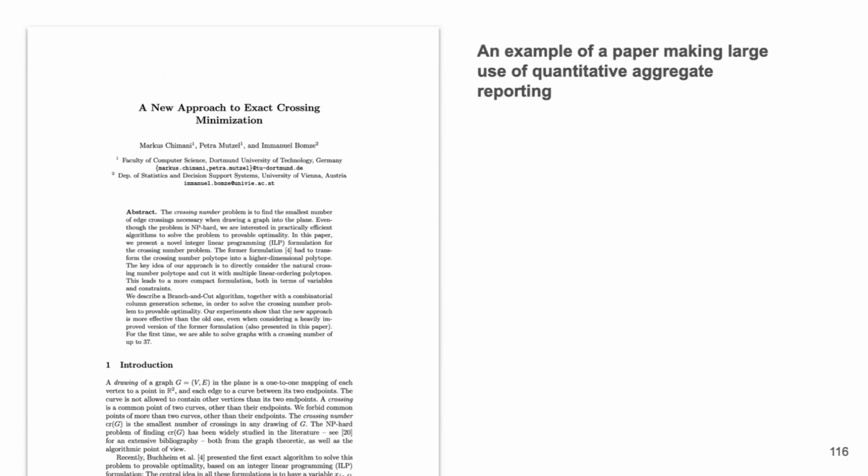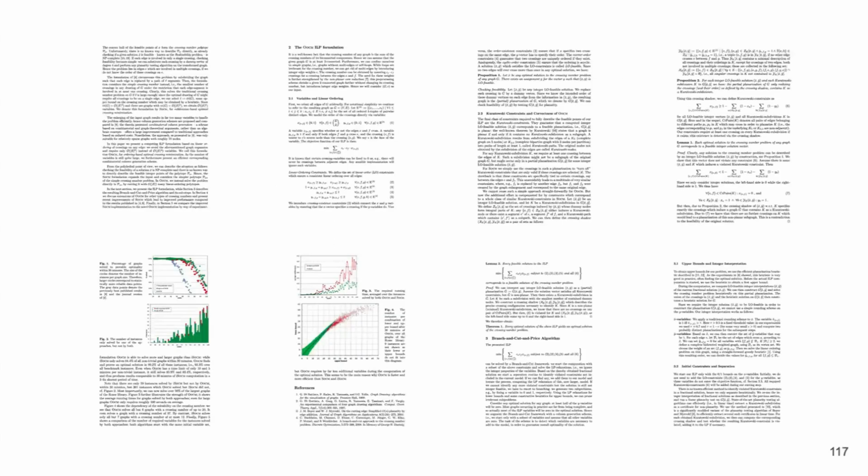And here, the complete opposite, a new approach to exact crossing minimization. There are no pictures, no visual results, not at all. We do not care. The only thing that we care about is the values in the end, the aggregate results, like this is consistently better than this other thing. And I do not care to show you the picture of how it looks. You know that fewer crossings are going to look better than more crossings.